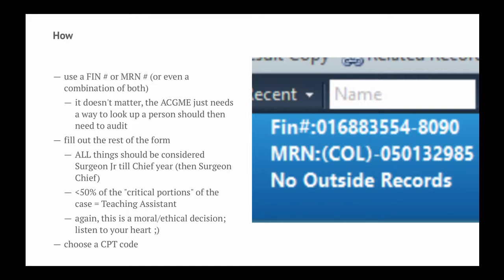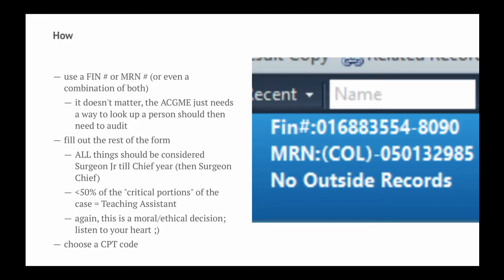The main thing is the ACGME just needs to be able to look up a patient, so that way if they need to audit something for some reason, they can find a patient identifier and look things up. When you're logging the case, like I mentioned on that slide two slides earlier, just fill out the rest of it. The main thing to be reminded of is you're a surgeon junior in pretty much all scenarios except for your chief year, and then you can log things as the surgeon chief.